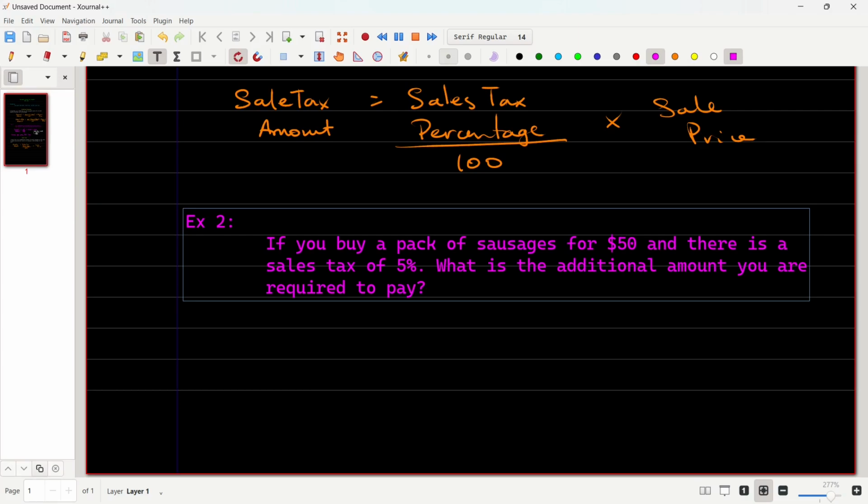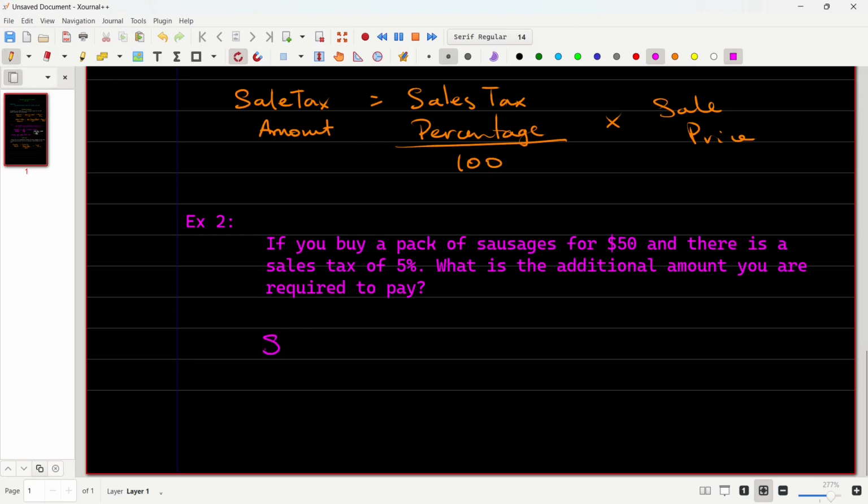All right, with this problem here now, you can see that what we want to find out is the amount additional. All right, so this here is the amount additional. Let's work that out. So we can say that the sales tax amount would be equivalent to 5% over 100% times $50.